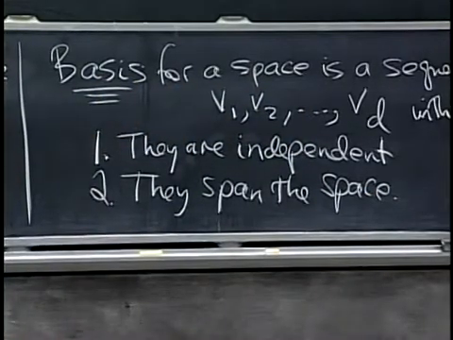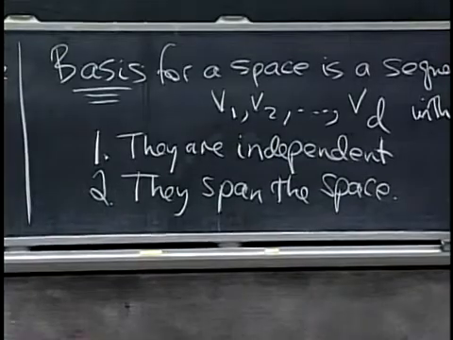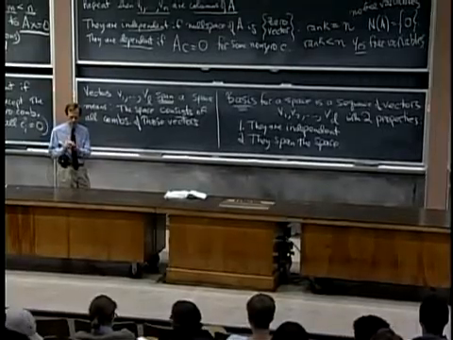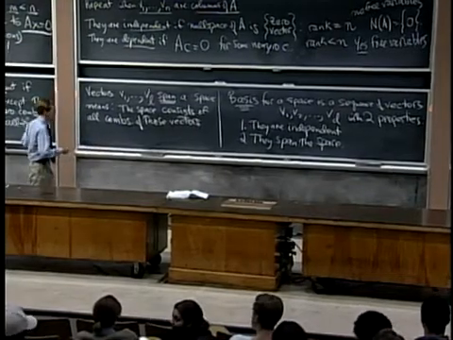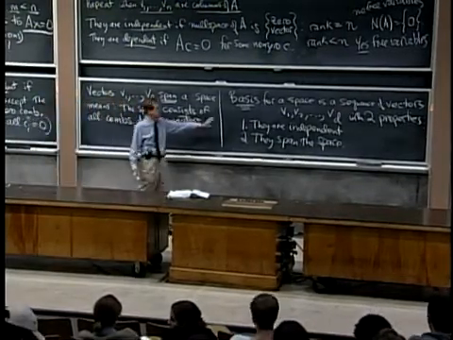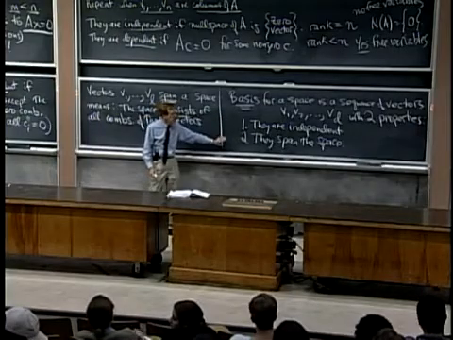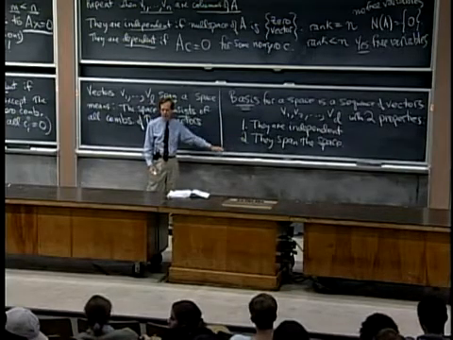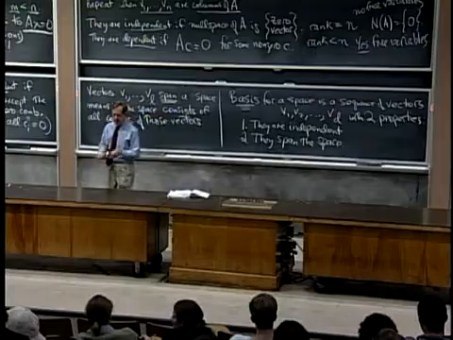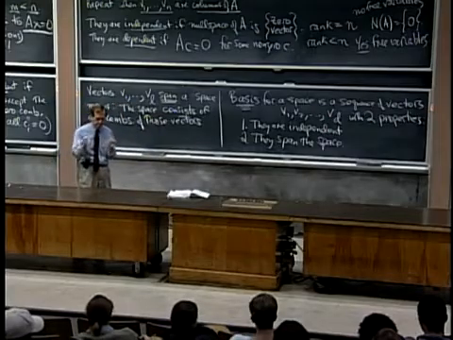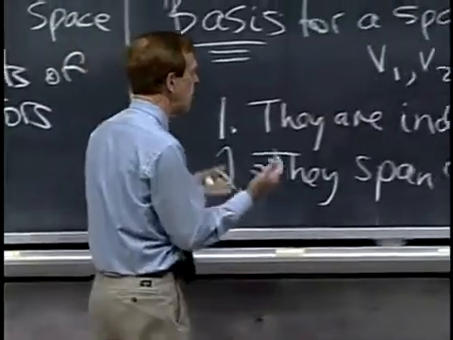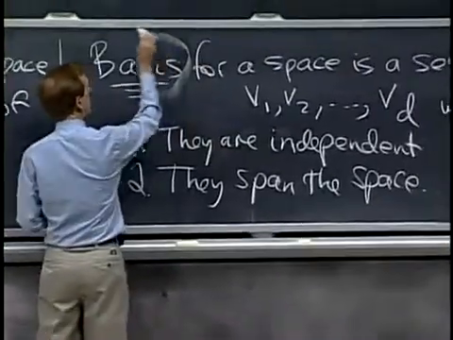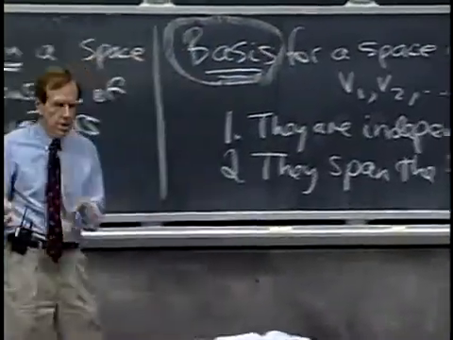Let me take, so time for examples, of course. So I'm asking you now to put definition 1, the definition of independence, together with definition 2, and let's look at examples. Because this combination means the set of vectors I have is just right, and so this idea of a basis will be central.